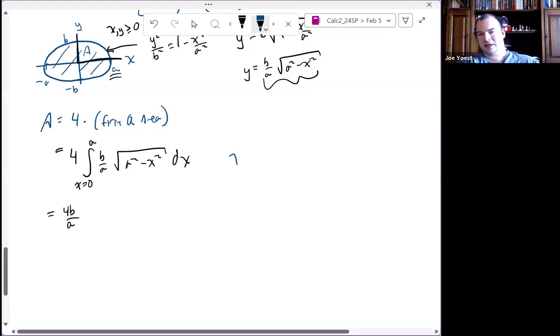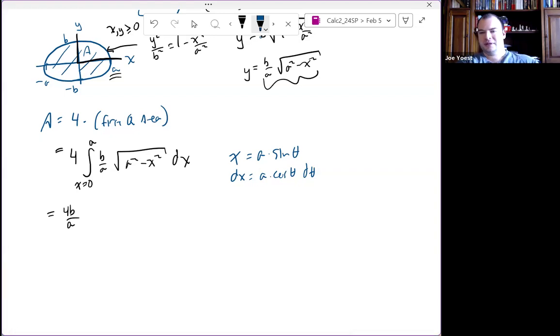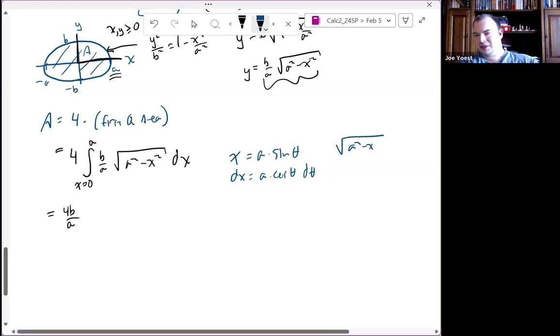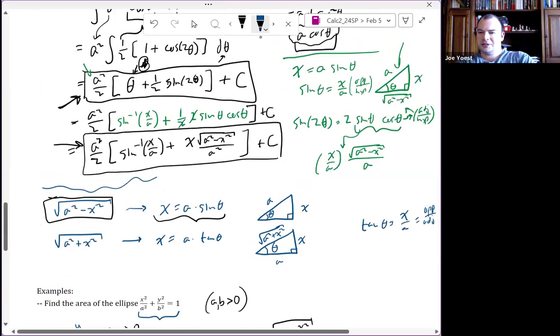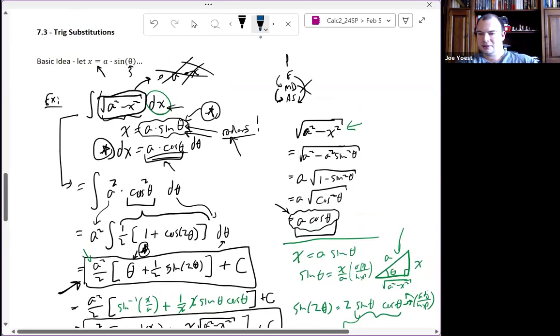So we're going to come over here, x equals a times sine of theta. And then dx is a times cos theta d theta. And we need root a squared minus x squared. And we actually already did this calculation. We saw that this was a cos of theta.